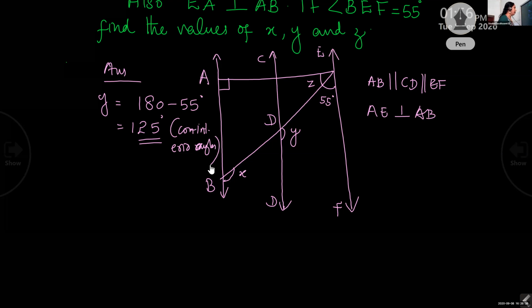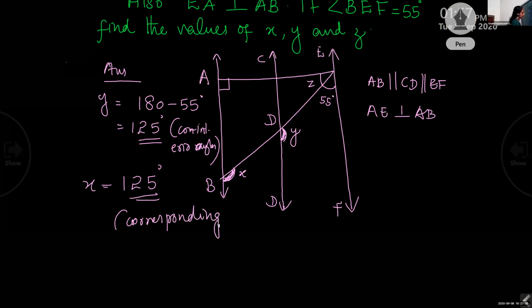Okay, co-interior angles. Again, X. What is X? 125 degrees, very easy to find out. X is equal to the same. And the reason? Corresponding angles. This X and this Y are corresponding angles in the same position. So it is corresponding angles.